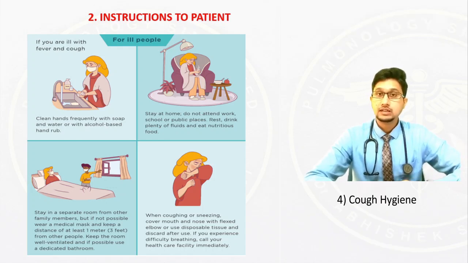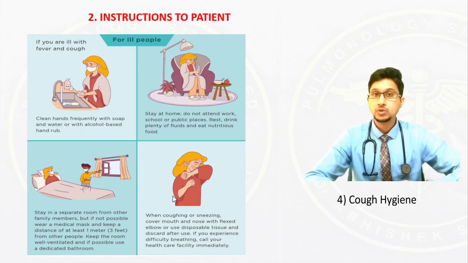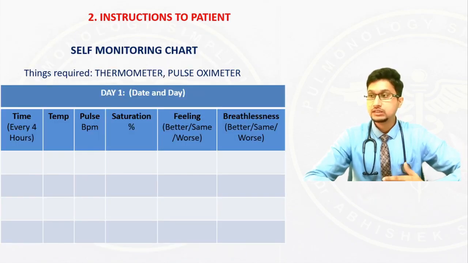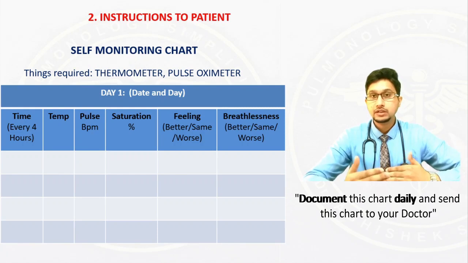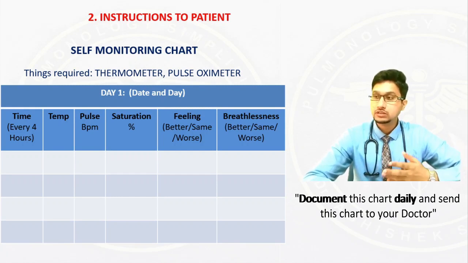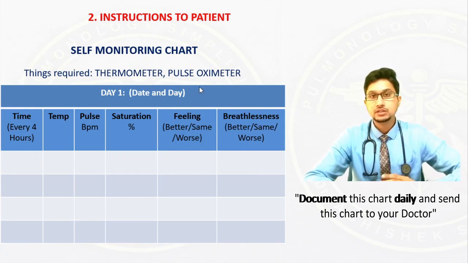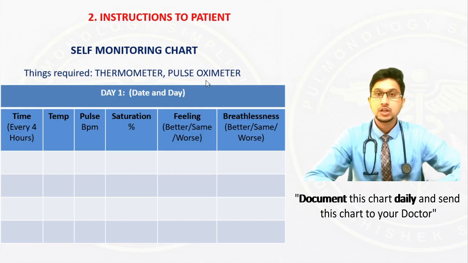The next thing that the patient is supposed to do is follow strict cough hygiene. Now, once all these things are done, the other thing that we recommend the patient to do is to maintain a chart where the patient will self monitor. What is required for this is a thermometer to measure the temperature and a pulse oximeter to measure the pulse and saturation. In this pandemic, it is recommended that each and every family has a dedicated thermometer and a pulse oximeter at home every time.